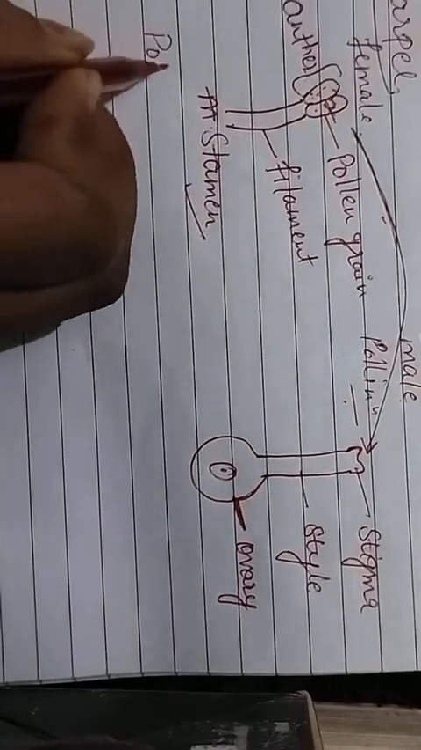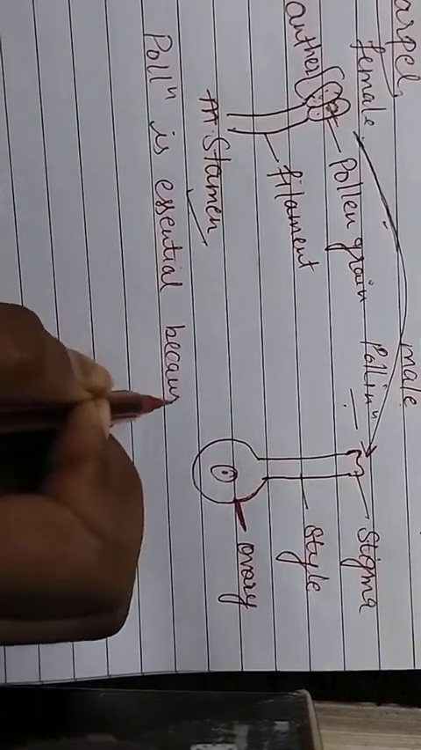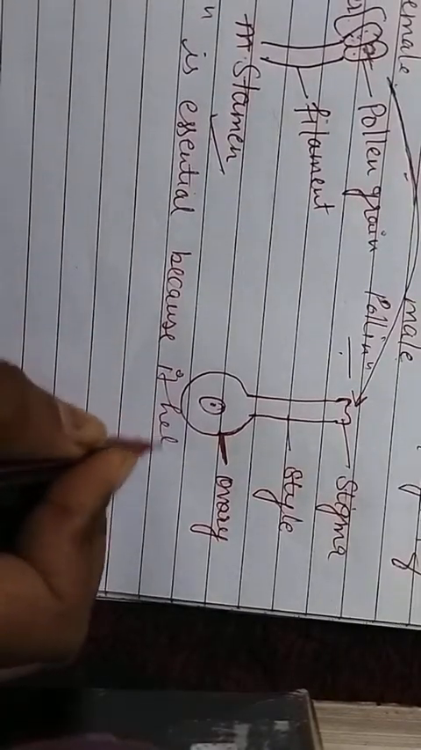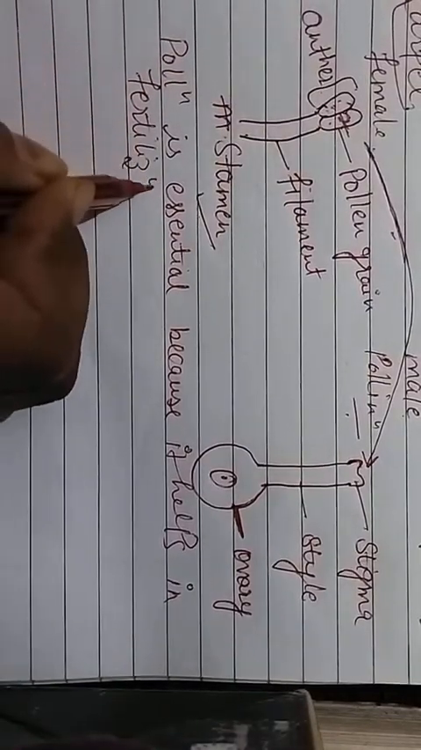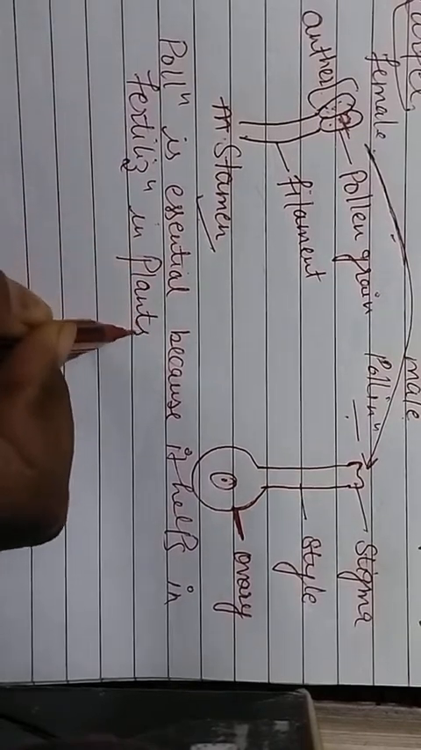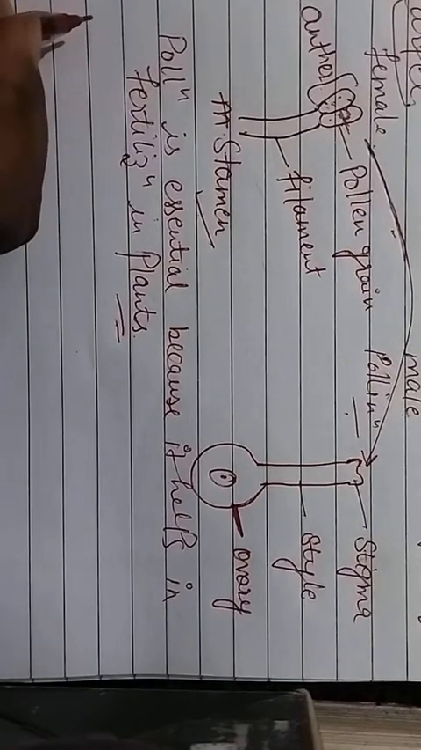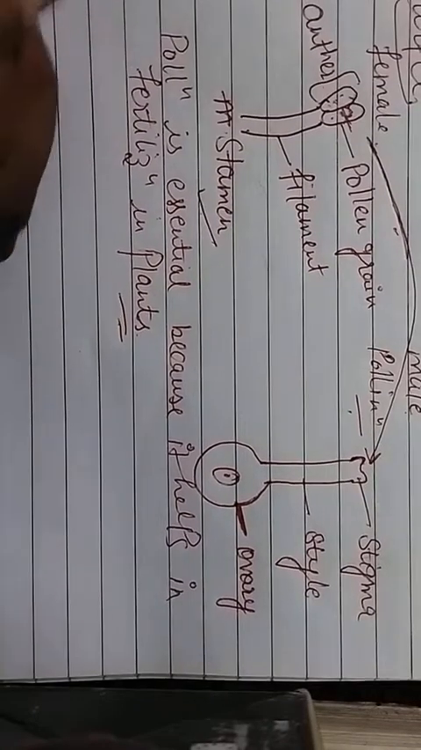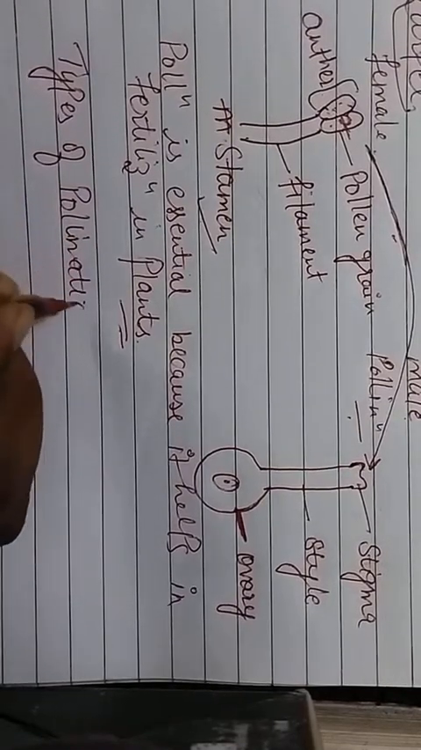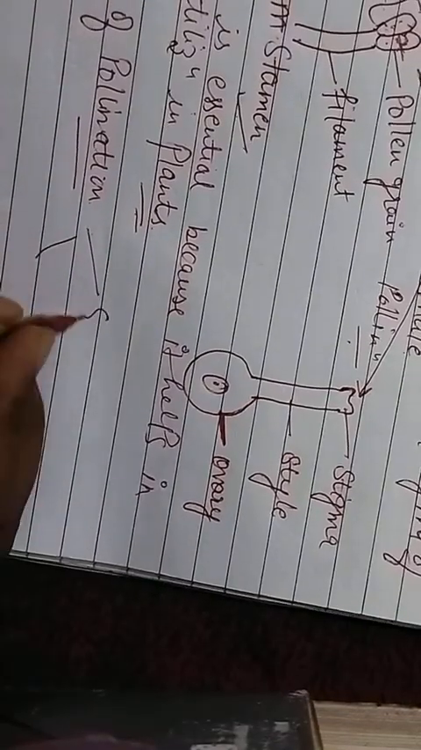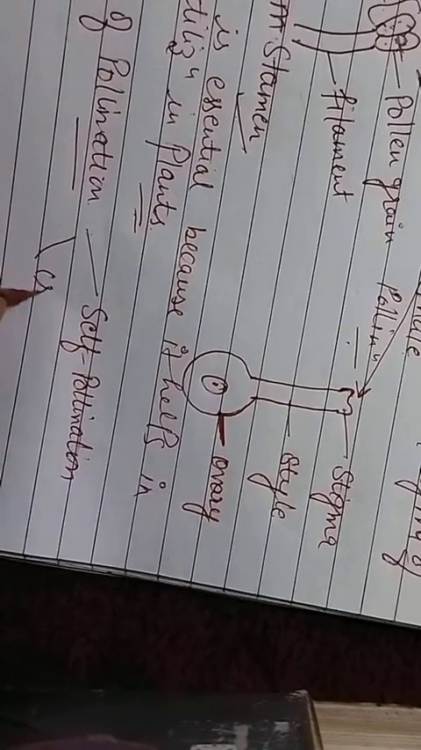Next thing is that pollination is an essential process because it helps in fertilization in plants. And next, that is types of pollination. So mainly pollination is of two types. First one is self-pollination and second one is cross-pollination.